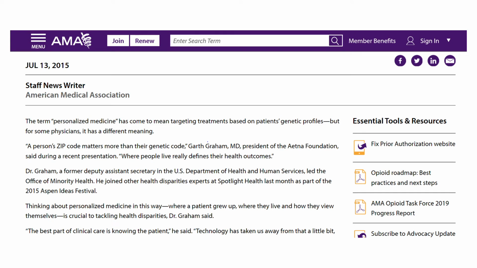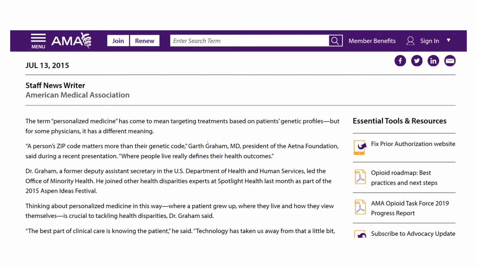Another thing that I found from the American Medical Association was Garth Graham, a medical doctor who is the president of the Aetna Foundation, I think, one of the insurance companies here. One thing that he said during a presentation is that for a lot of people, personalized medicine really is about targeting treatments based on the genetic profile. But as we move more upstream, many physicians have started to realize that personalized medicine, yes, means looking at that genetic profile, but also has a different meaning.